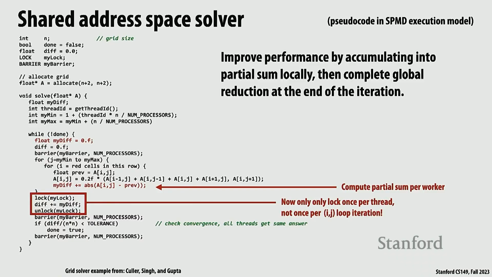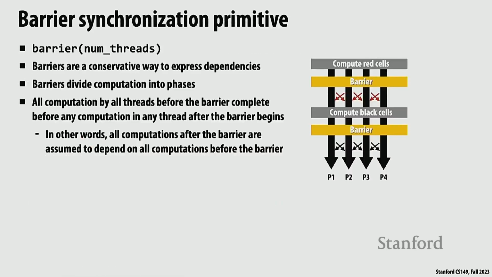So my solution here was to actually create a private copy of my diff, have everybody update their partial diffs without locks, and then come back together at the very end of the iteration and compute the overall sum before we actually did the check. Sorry about that. I was looking at that. I was like, there is no performance problem with the code.